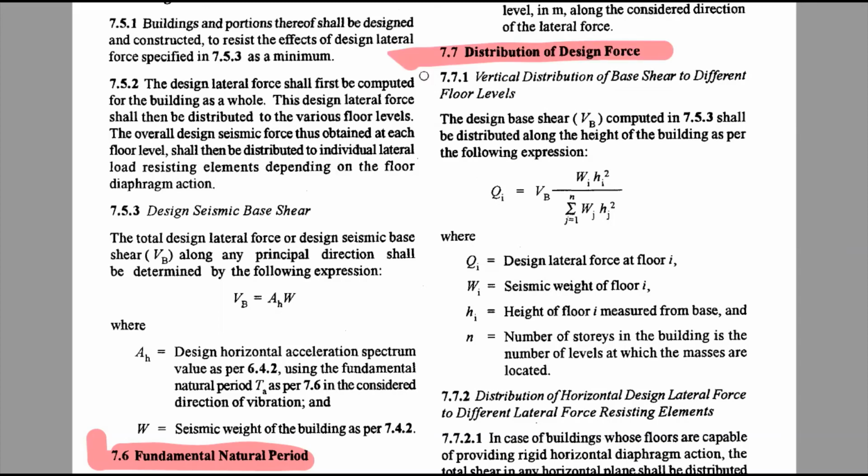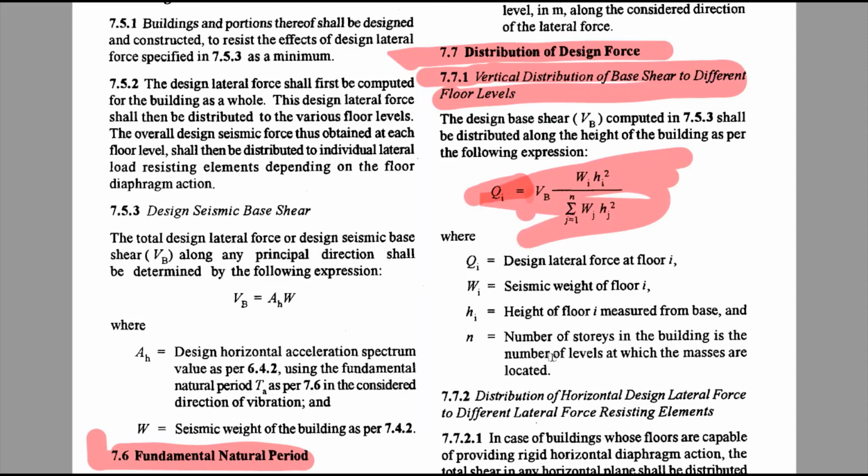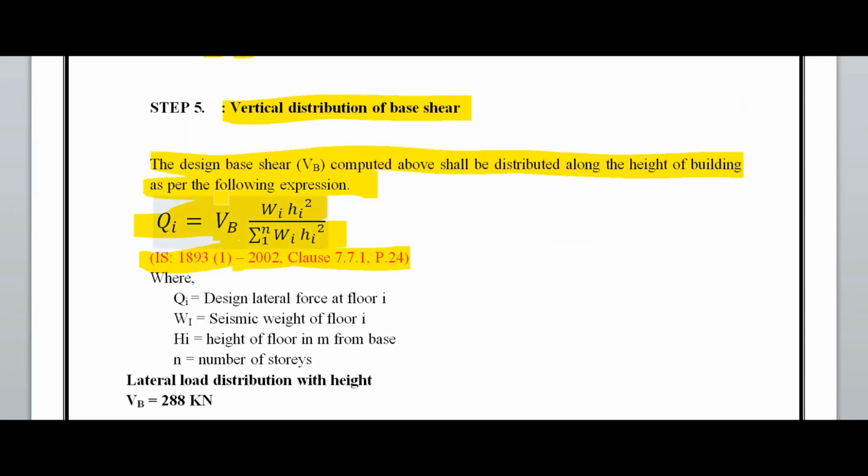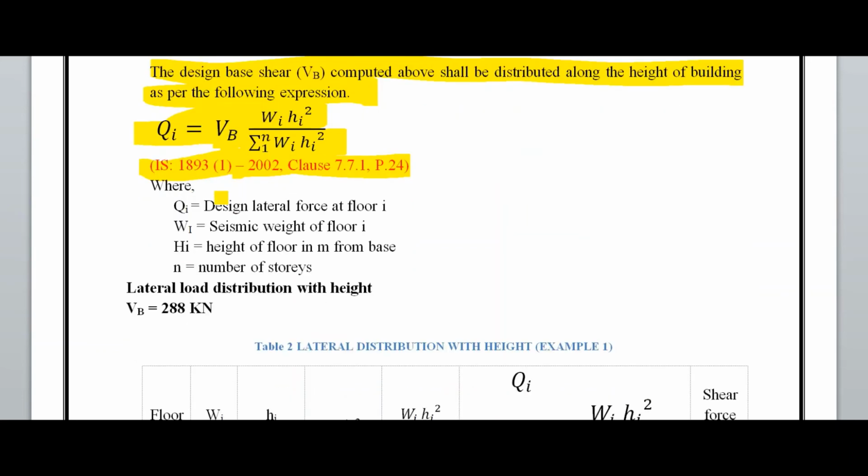Clause 7.7.1 is the vertical distribution of base shear to different floor levels. So we have the equation Qi = Vb Wi hi square divided by sigma Wi hi square. Wi is the seismic weight of the floor and hi is the height of the floor measured from the base. Right? Now let's calculate these things. Qi is the lateral load distributed along the height, and Vb is equal to 288 kilonewton.